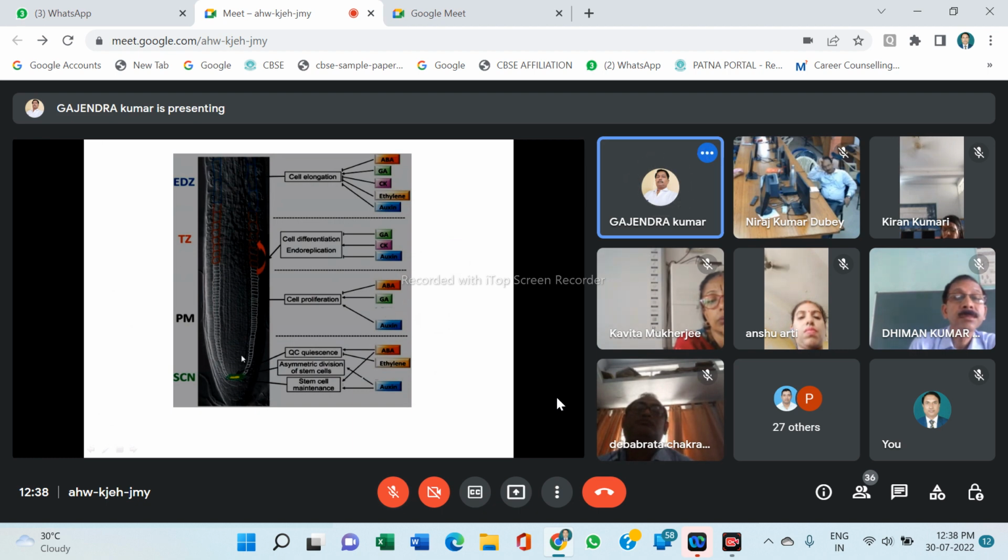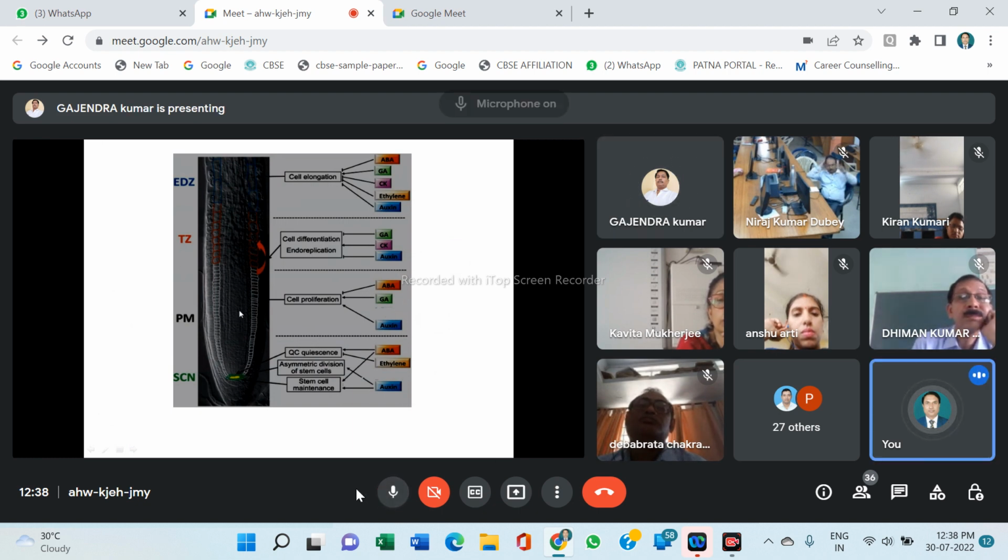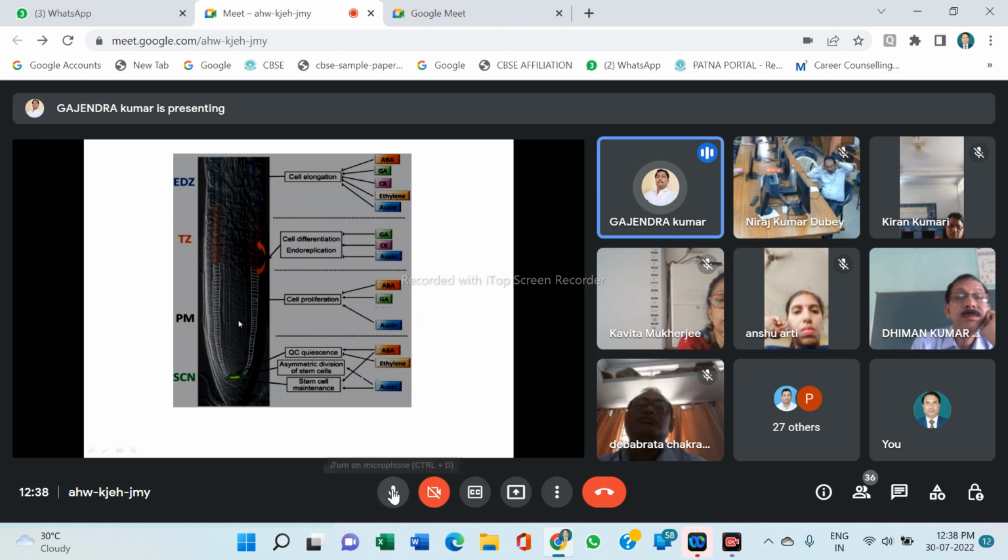Stem cell maintenance. Here also different types of zones are there: cell elongation zone, cell differentiation zone, cell proliferation zone, quiescence zone. Which type of zone is here? Anyone can identify this one? Meristematic zone, sir. Yes, meristematic zone is here.